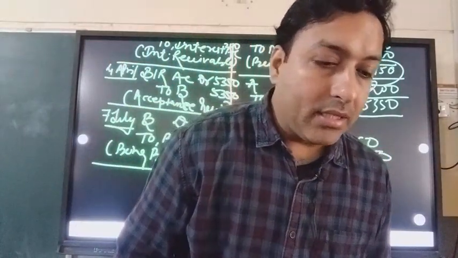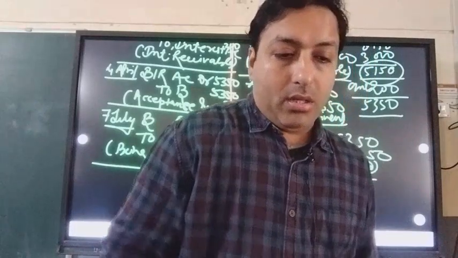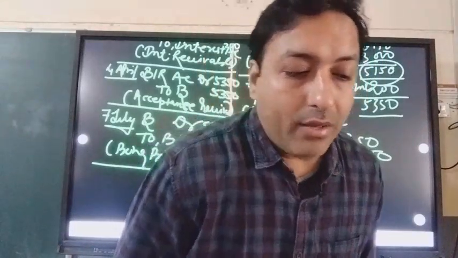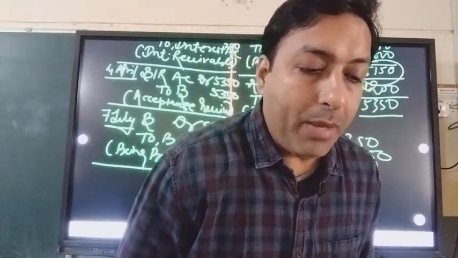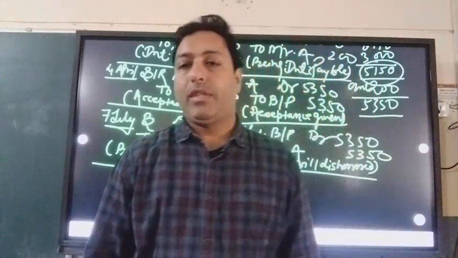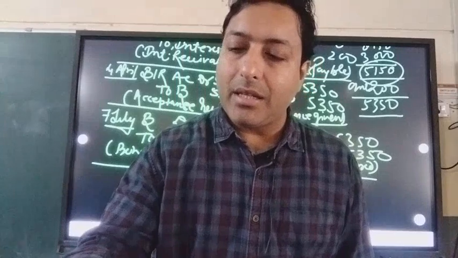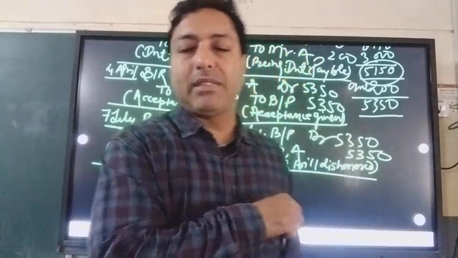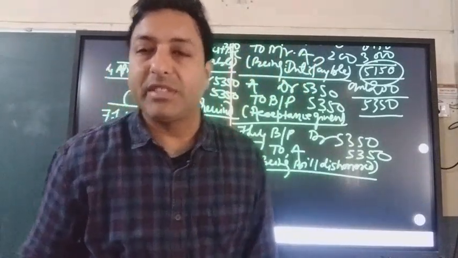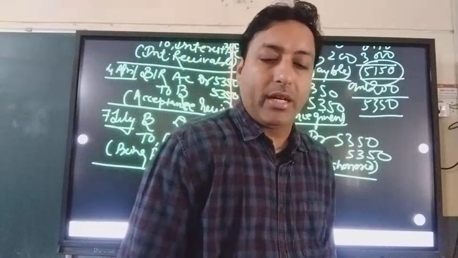Give the journal entries in the books of B, who became insolvent, and finally a dividend of 50 paisa in the rupee was received. It says what was the total amount? 5350 had to be paid and he could pay only 50%. The remaining 50%, that money, what has it become? It has become bad debts. Okay.